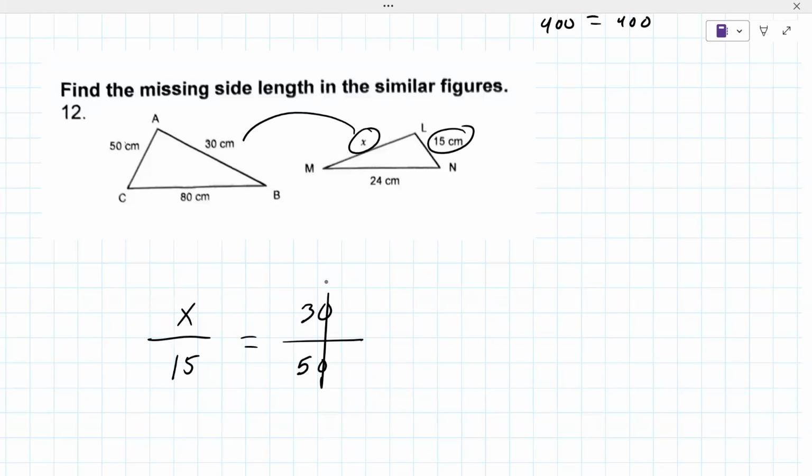Then 3 times 15 is 45. Don't forget units. Make sure you add units into your answer.